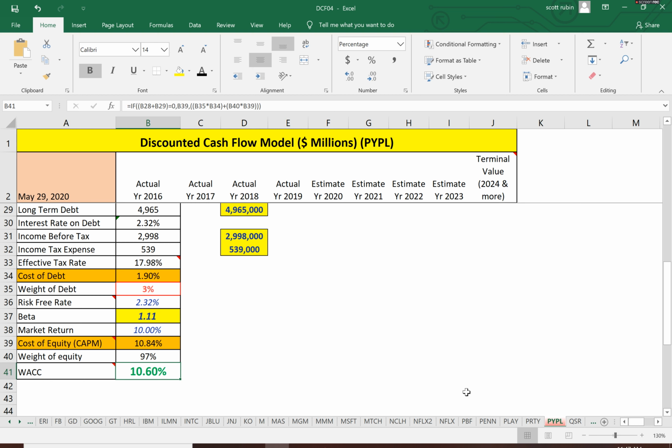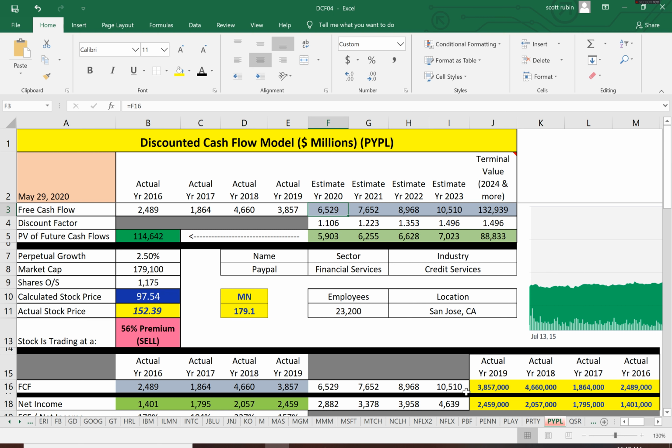And this number, 10.6%, is the price PayPal pays to obtain financing. So PayPal needs to generate at least this in profit a year to add value to its investors. So that's going to be the discount rate we use, the weighted average cost of capital. It's a blend of the debt and equity, 10.6%.